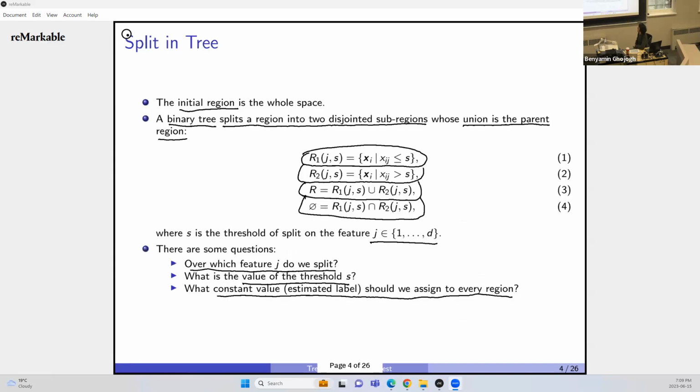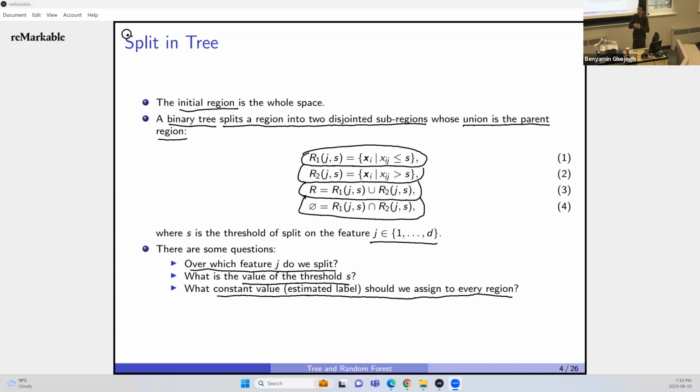We said the initial region is the whole space, and then a binary tree splits the region into 2 disjoint subregions whose union is the parent region. So they are disjoint, but their union becomes the parent region. As we mentioned in these equations, R1 and R2 are the 2 children regions of the parent region, which is denoted by R. There are several questions. First, over which feature j do we split?